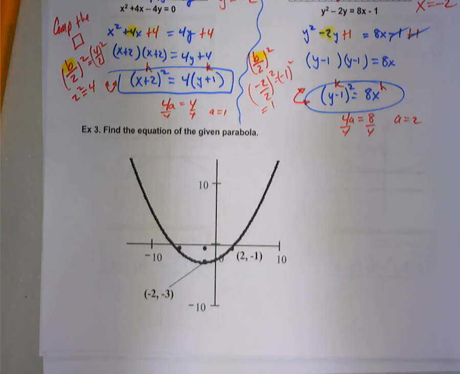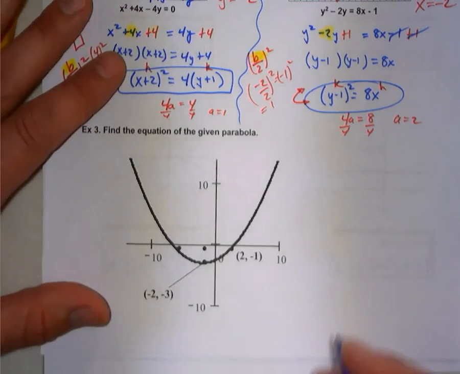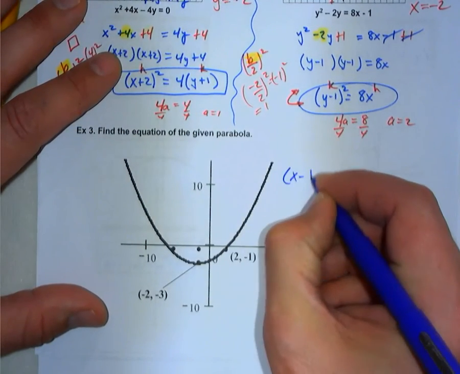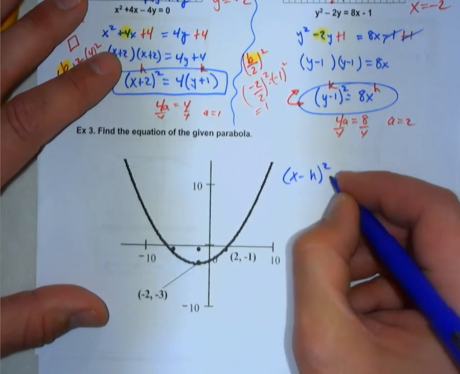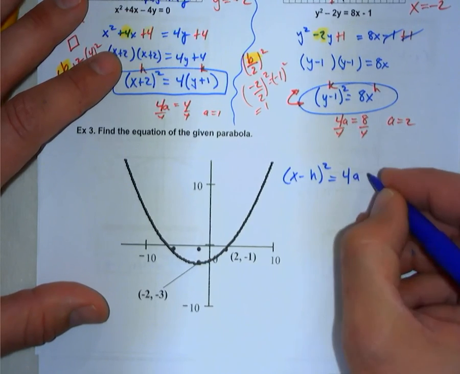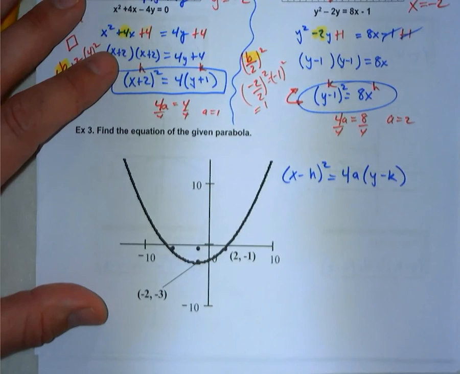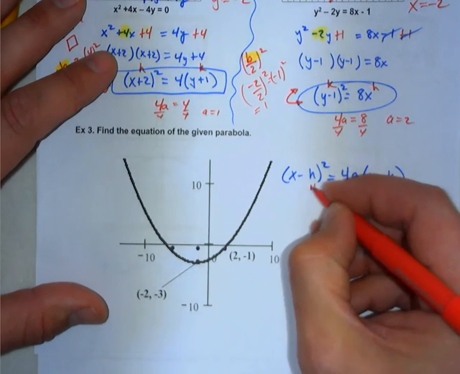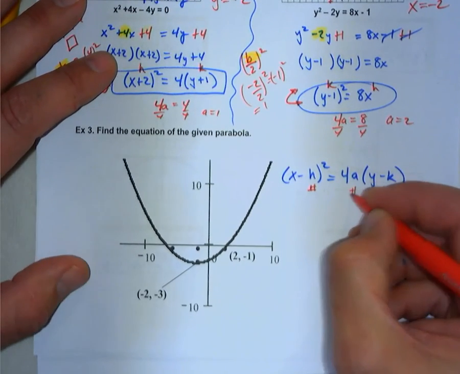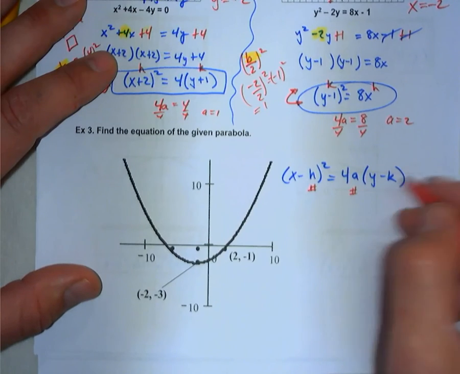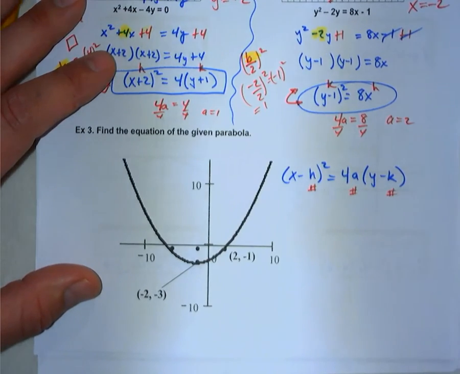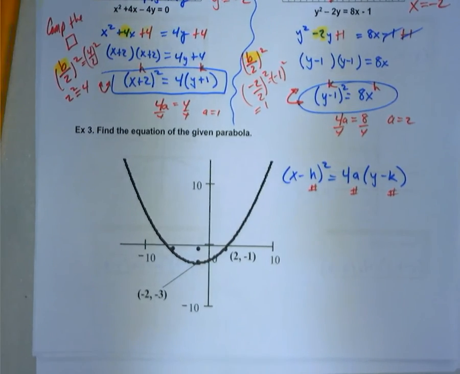The x's are squared, positive or negative? Positive. So I get (x minus h) squared equals positive 4a times (y minus k). When I'm all done, I should get a number for h, I should figure out a number for a and plug it in and simplify, and I should get a number for k. Once I have h, k, and a, I'm good to go.